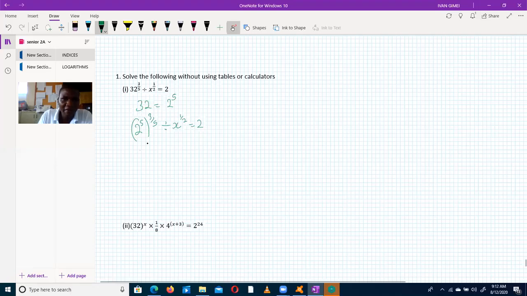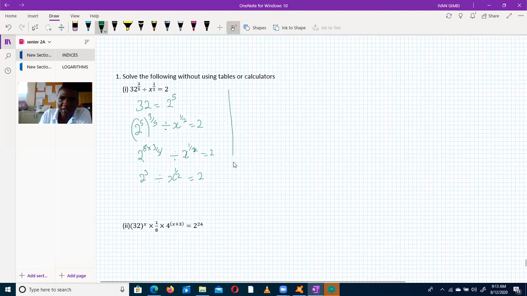So we shall have this, the 3 out of 5 goes inside. We shall have 2 to the power 5 times 3 out of 5 inside, divided by x power half equals to 2. Now this and this will cancel. We shall be left with 2 to the power 3 divided by x power half equals to 2.